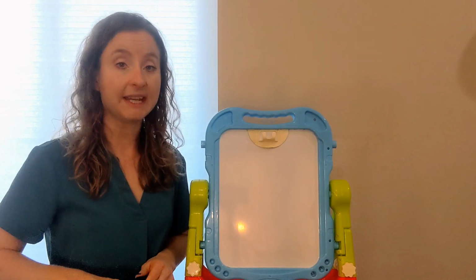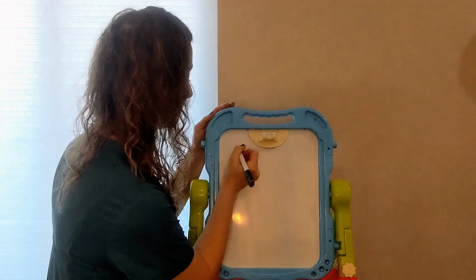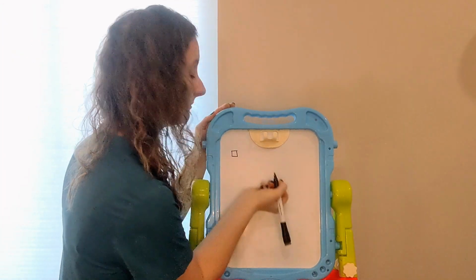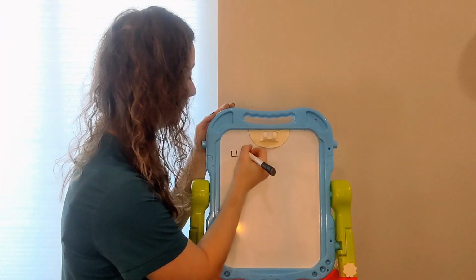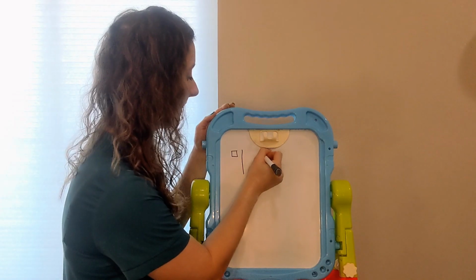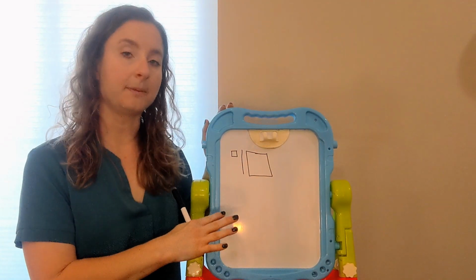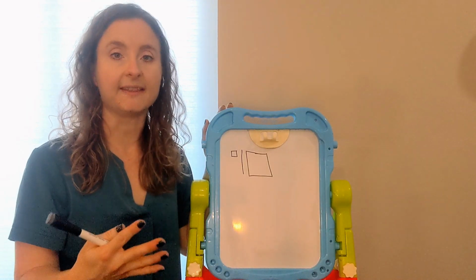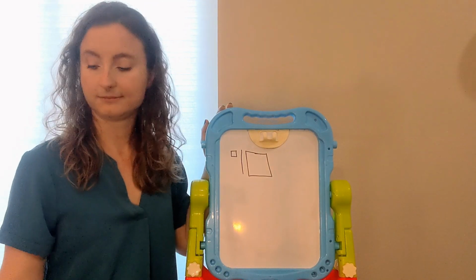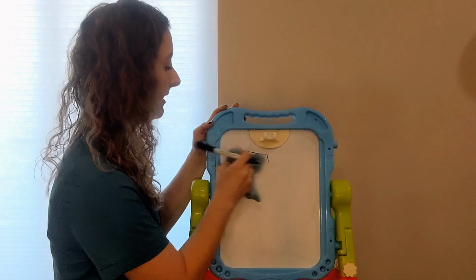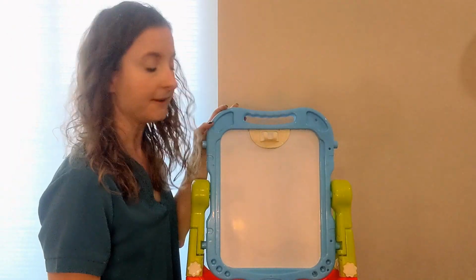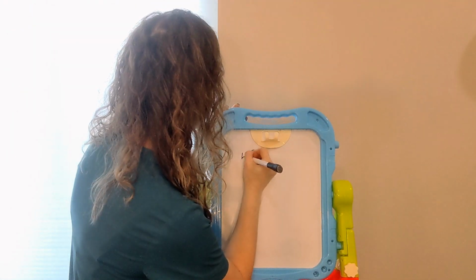So the first thing that we need to know is that this is going to represent a 1, this is going to represent a 10, and this is going to represent 100. These correspond with the place value blocks that they use in school as well. So let's take an equation like 56 plus 39.